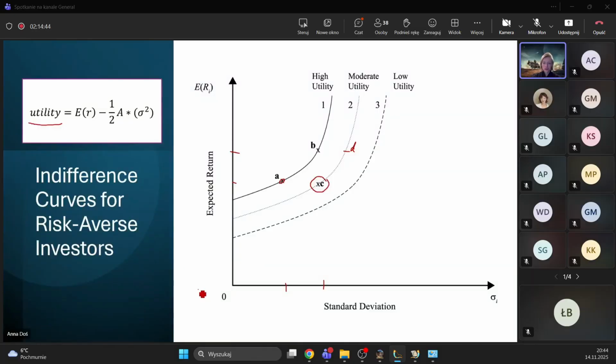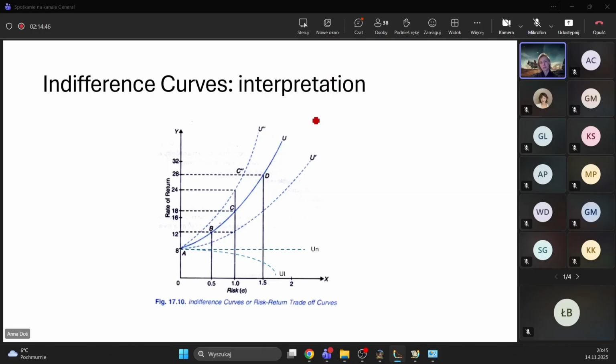Now, let's go to the next slide. And we can have different investors. Some of them will hate risk and their indifference curves will be steeply sloped, while others can be indifferent regarding risk. Their indifference curve will be stable, fixed.